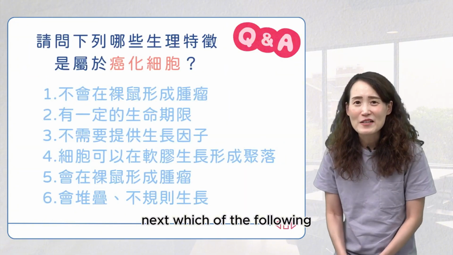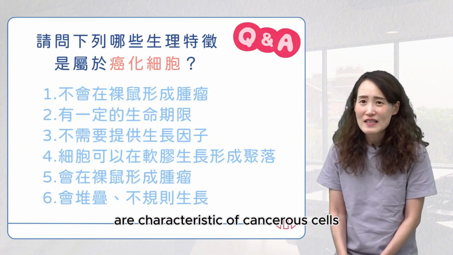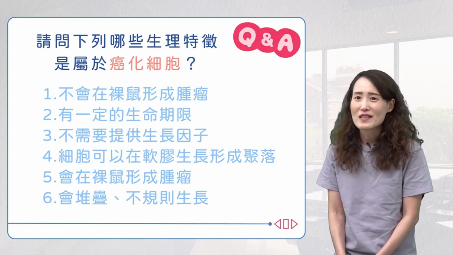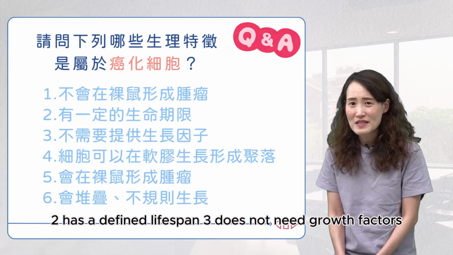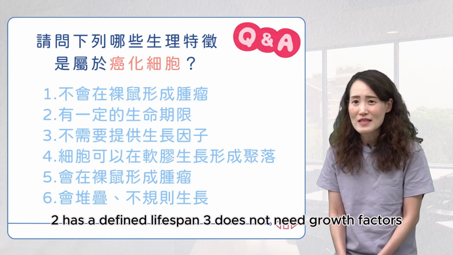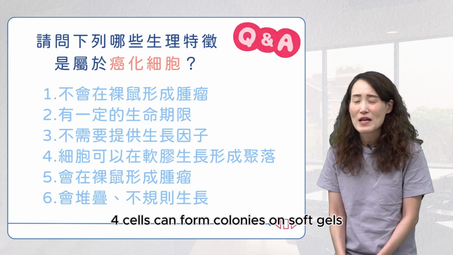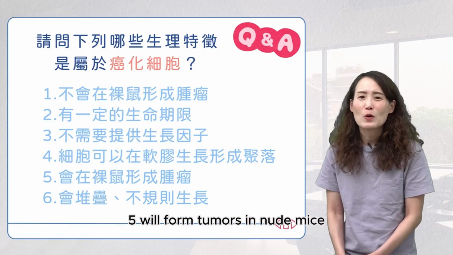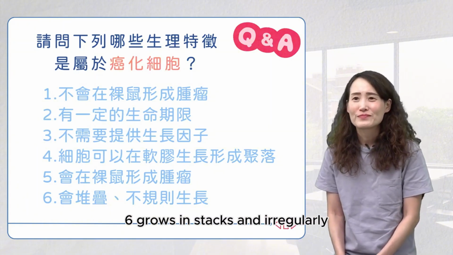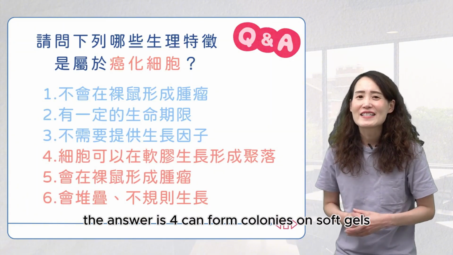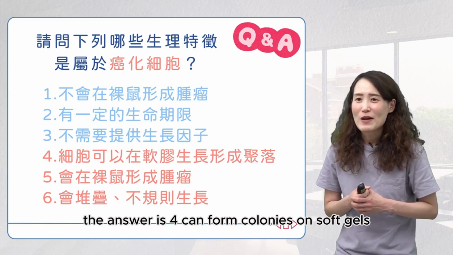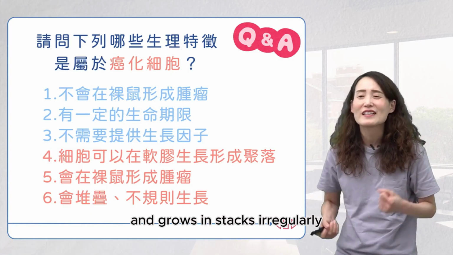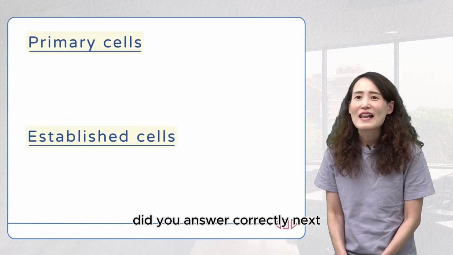Next, which of the following physiological features are characteristic of cancerous cells? 1. Will not form tumors in nude mice. 2. Has a defined lifespan. 3. Does not need growth factors. 4. Cells can form colonies on soft gels. 5. Will form tumors in nude mice. 6. Grows in stacks and irregularly. The answer is 4. Can form colonies on soft gels, will form tumors in nude mice, and grows in stacks irregularly. Did you answer correctly?